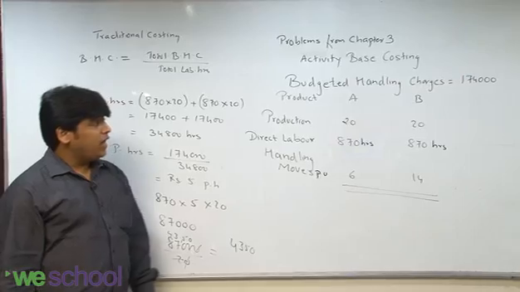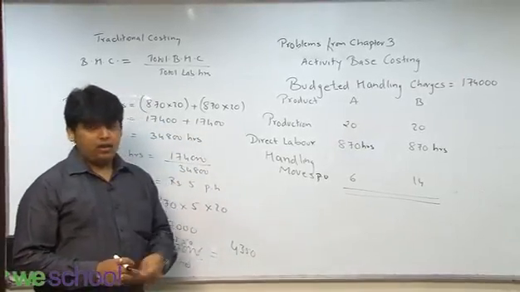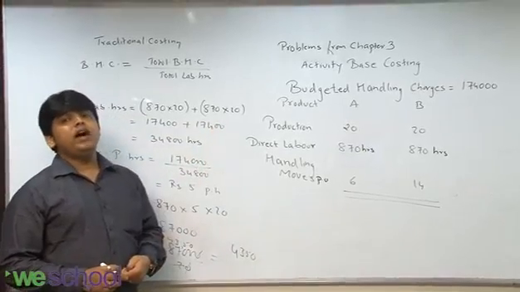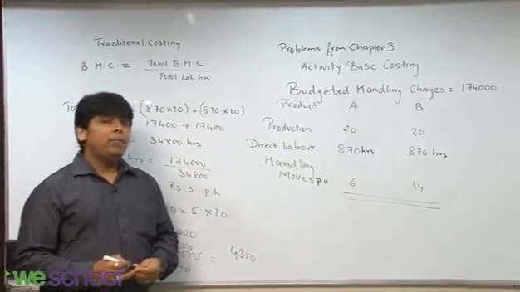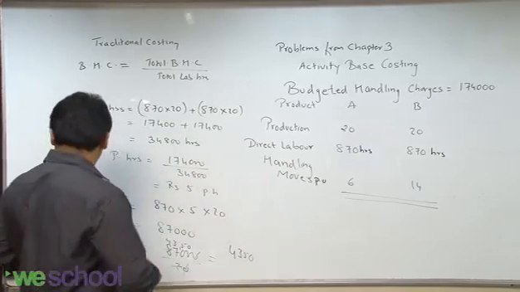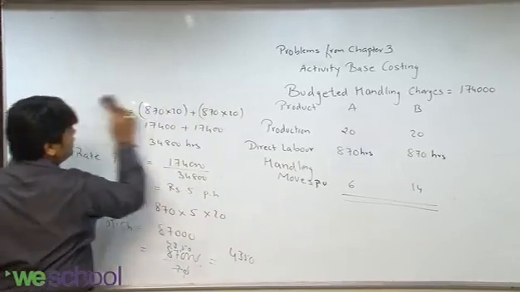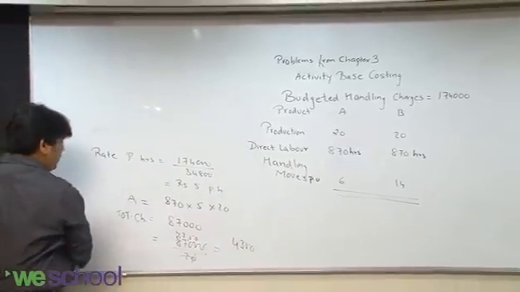So according to that, the handling charges will be divided. The handling charges will be divided by the total number of handling moves. That will become the cost driver. So let us do that calculation. I am just rubbing it out since you have already copied the thing.